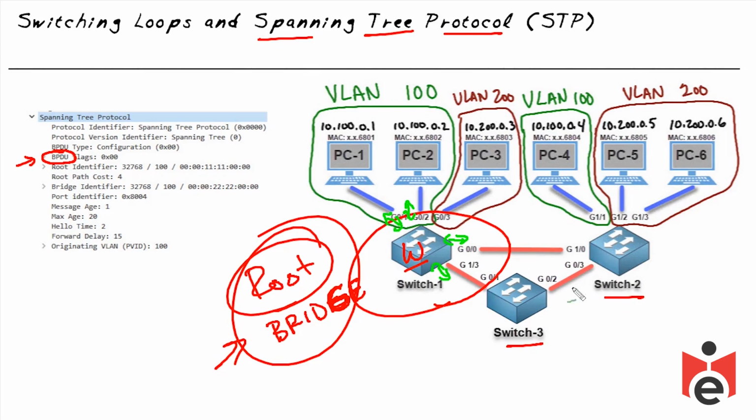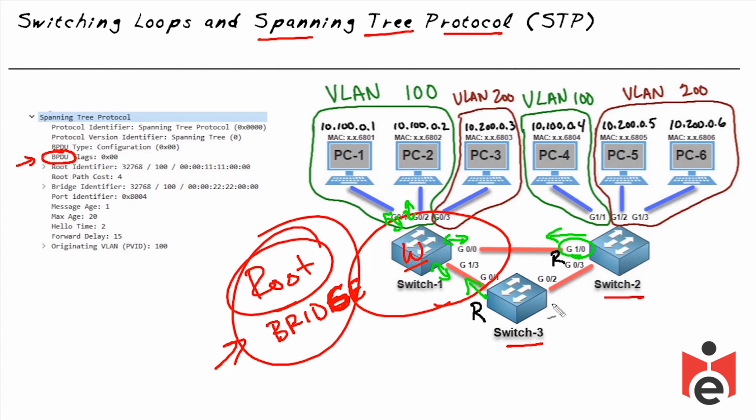And by using BPDUs, switch 2 and switch 3 can identify the optimal or fastest path to reach the root. In this topology, it would be switch 2's gig 1/0, so that would be put in a forwarding state, and switch 3's gig 0/1, which would also be put in a forwarding state. Those ports that are the fastest path to get to the root are referred to as root ports. And then when it comes down to this segment between switch 3 and switch 2, if both these ports are forwarding, we're going to have a loop.